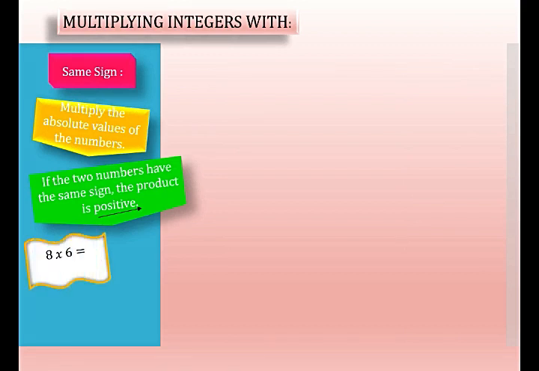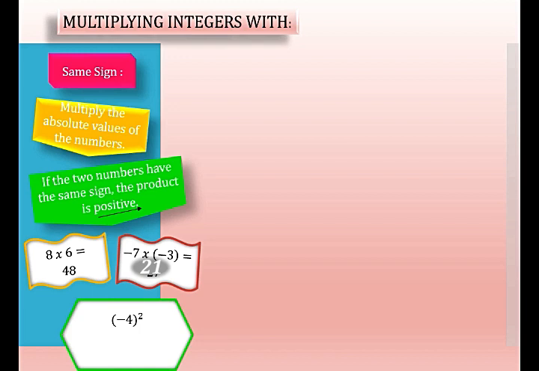Example, 8 times 6 is equal to 48, or positive 48. Negative 7 times negative 3, since they have the same sign, the product is positive 21. What about negative 4 raised to 2? This means we have to multiply negative 4 by itself twice. So we have negative 4 times negative 4, which is equal to positive 16.